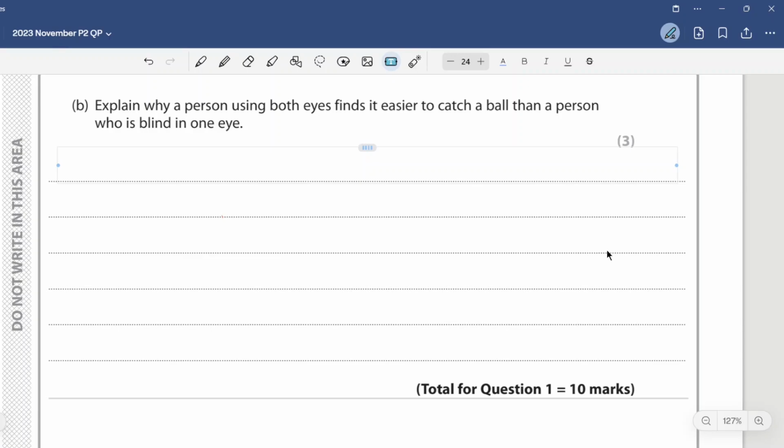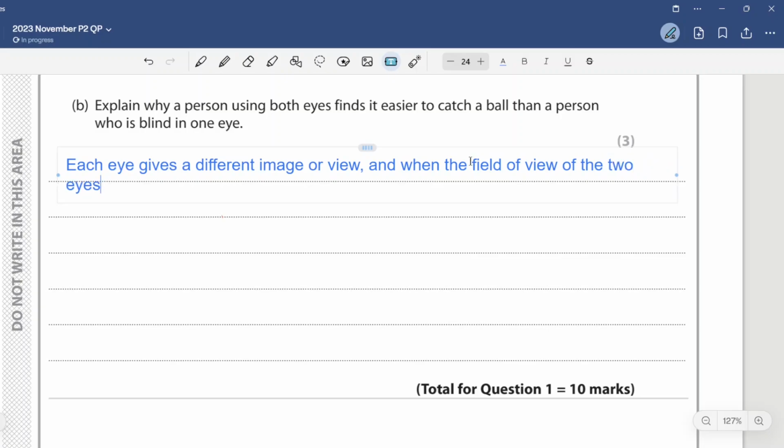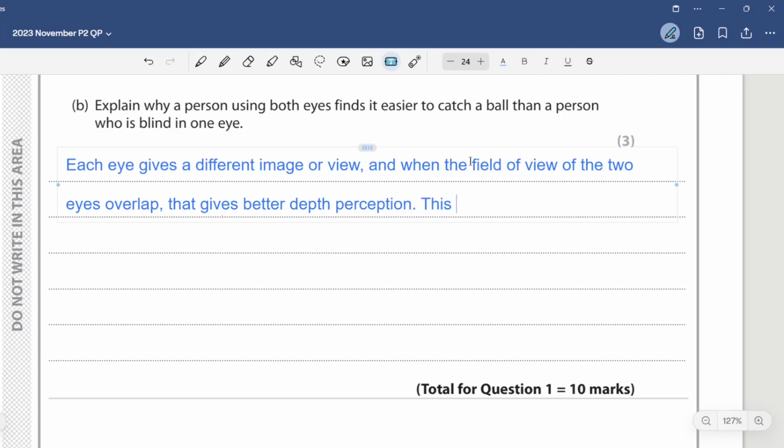All right, so we can say that each eye gives a different image or view, and when the field of view of the two eyes, let me just overlap, that gives better depth perception. This is called stereoscopic vision.